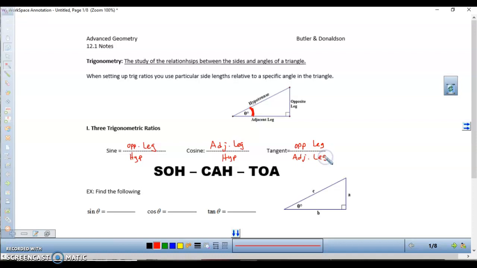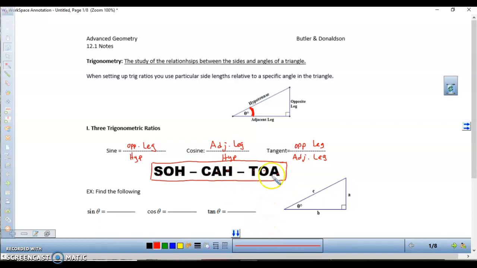Now, you may ask yourself, how the heck am I supposed to remember that, Mr. Donaldson? People have been asking that question for as long as trigonometry has existed. And this acronym, or little mnemonic device, is here to help you: SOHCAHTOA. SOHCAHTOA means nothing aside from being a mnemonic device that helps you remember that sine is opposite over hypotenuse, cosine is adjacent over hypotenuse, and tangent is opposite over adjacent.